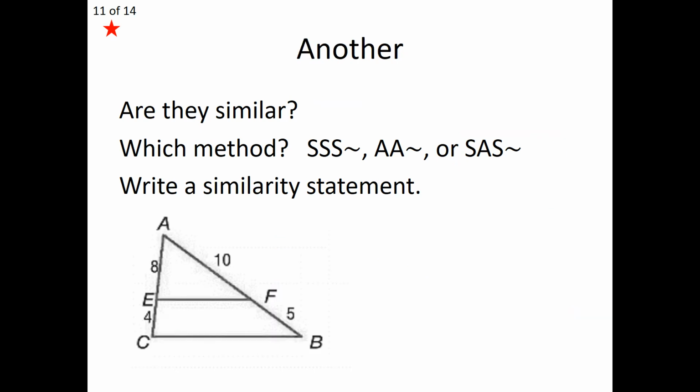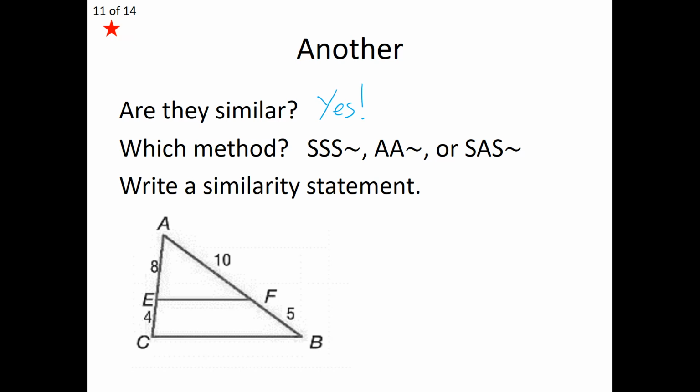Let's do another one. In the diagram, there are two triangles, triangle AEF and triangle ACB. I'm going to determine, are these two triangles similar? Well, I'm going to go ahead and give this away. Yes, they are. Those two triangles are similar. But why are they similar? Was it by side-side-side, angle-angle, or side-angle-side similarity? Which one of those three?